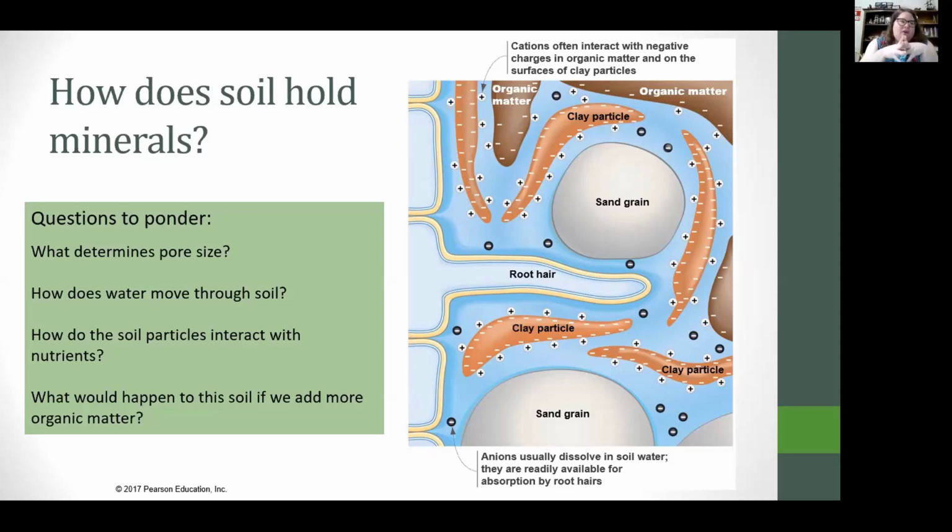The piece I like to draw our attention to is, if you look at the clay particles, in chat, what are you noticing on the surfaces of the clay particles as opposed to what you're seeing on the surface of the sand? There's a really distinct thing happening on the clay. Yep, so the soil texture is critical with the clay.